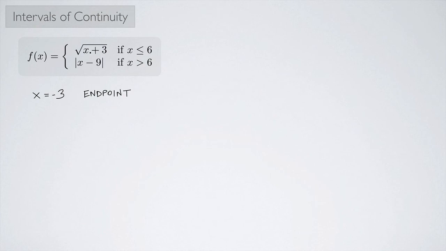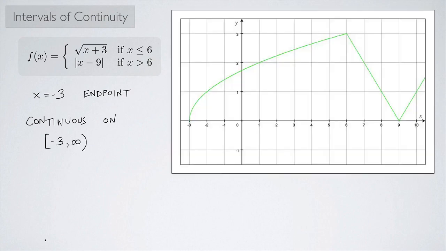And since this is a graph that has a square root that's going off to the right, we know that this is going to be continuous on the interval from -3, including -3, off to infinity. And we can look at this graphically and see that indeed, if we look at -3 here, it is continuous off to infinity. There's a little weird corner here, but it's still continuous. And then we have the rest of our absolute value graph.